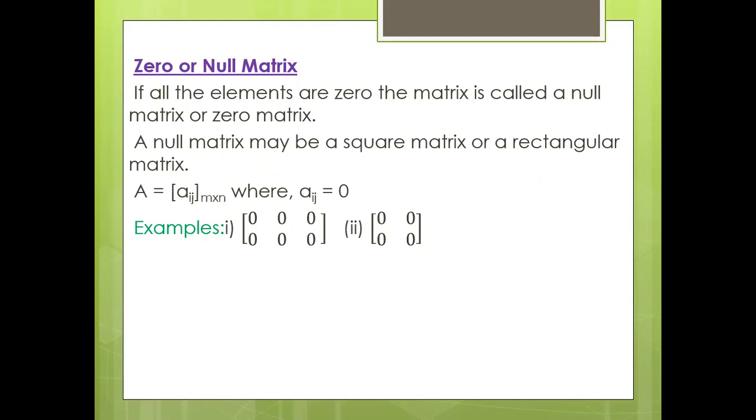Then zero or null matrix. Zero or null means nothing. If all the elements are 0, then the matrix is called a null matrix or 0 matrix. A null matrix may be a square matrix or a rectangular matrix. Square matrix means both rows and columns are equal. Capital A equal to aij, m cross n, where aij equal to 0. Here is the example. This is a rectangular null matrix. This is a square null matrix.